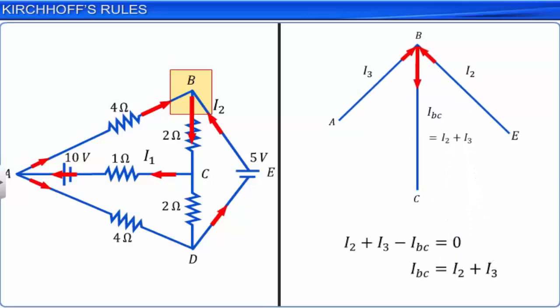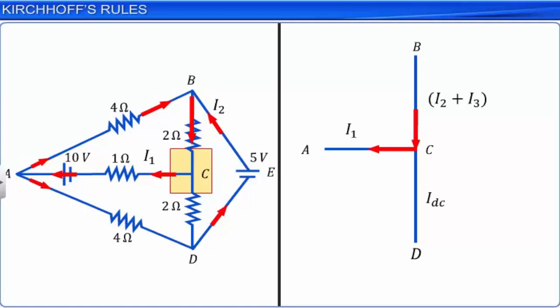Next, let us take the nodal point C. There are three branches meeting at point C. Only the current in branch DC is not known. Let us assume that the current in this branch is flowing from C to D. We now apply Kirchhoff's first rule at node point C to find the magnitude of the current in branch DC.